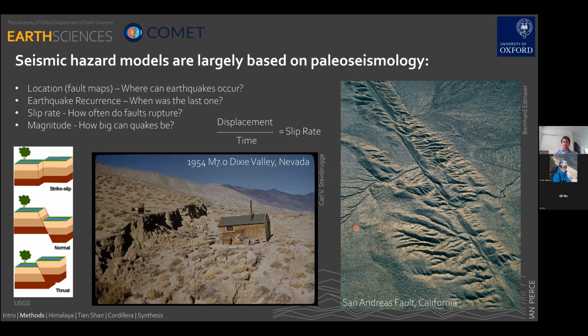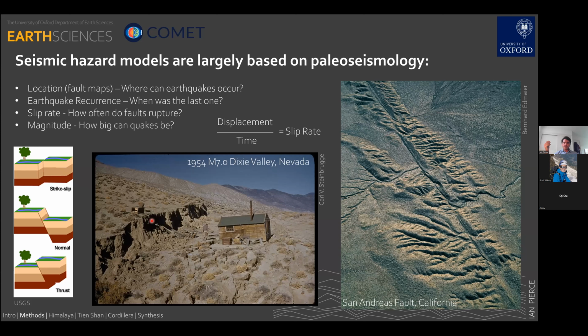Seismic hazard models are largely based on paleoseismology. We know where faults are from creating detailed fault maps. How often earthquakes occur depends largely on a fault's average slip rate and its paleoseismic history. Slip rates are simply the average rate of fault movement over some period of time and are easily calculated by dividing displacement measurements by the age of displaced features.